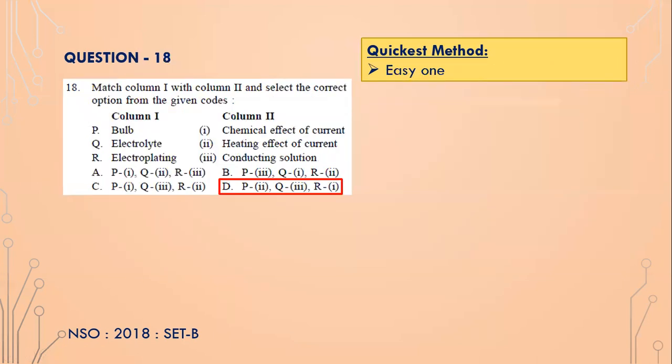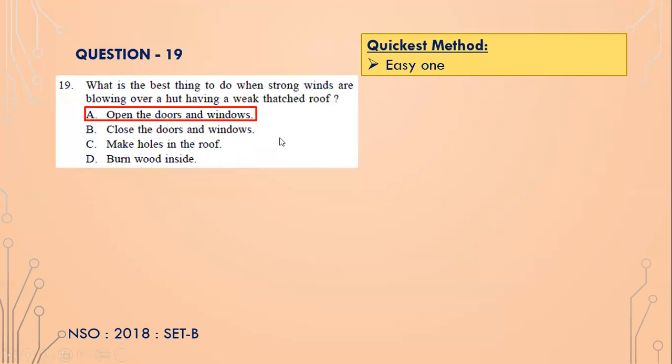Match column 1 with column 2 and select the correct option from the given codes. So here again it's an easy one. You just have to solve one of the options. So bulb, what is the bulb? It is heating effect of current. And what is the heating effect of current? It is number 2. P is number 2, which is the correct option.